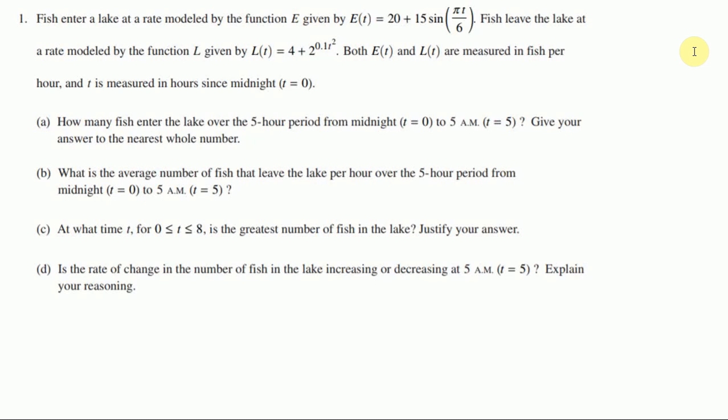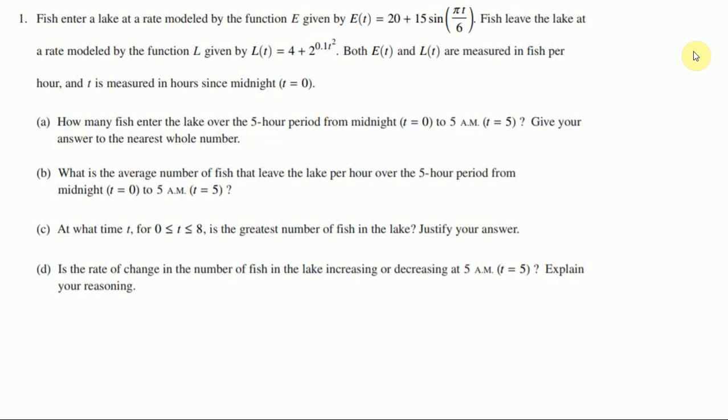Today we're going to be looking at the Calc BC free response question from 2019, the first one. It says fish enter a lake at a rate modeled by a function E given by E of t equals 20 plus 15 sine pi t over 6. Fish leave the lake at a rate modeled by the function L given by L of t equals 4 plus 2 to the 0.1 t squared.